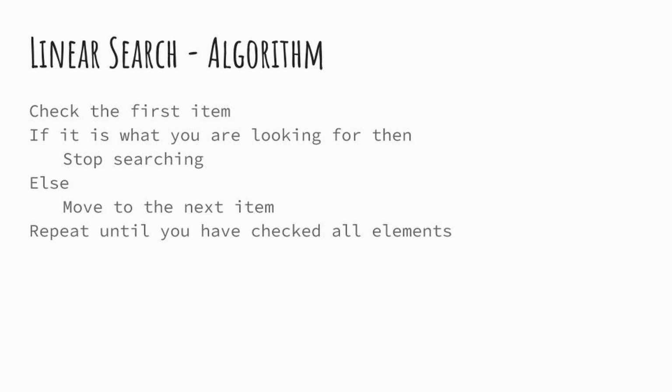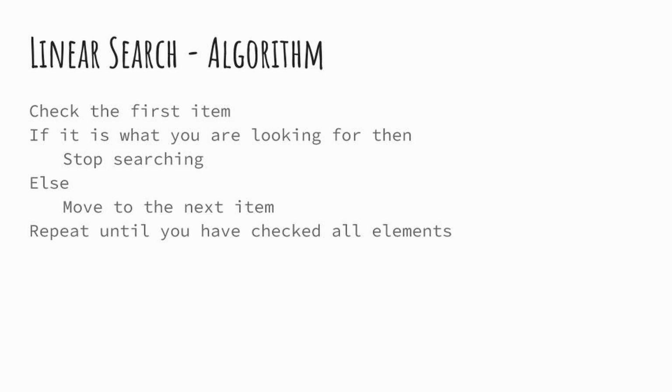And we can write this as an algorithm. And here's an example. So we might check the first item. If it is what you're looking for, then stop searching. Else, move to the next item and repeat until you've checked all elements. It's worthwhile noting that you might end up in a situation where what you're searching for doesn't actually exist in the list. If it isn't found in the list, the idea is that you would have gone through all the items and found no match.